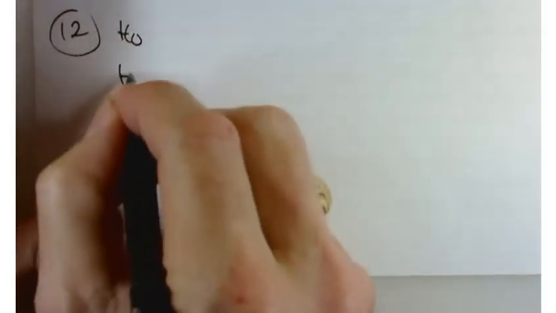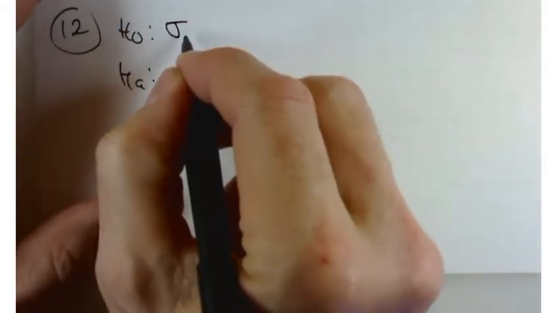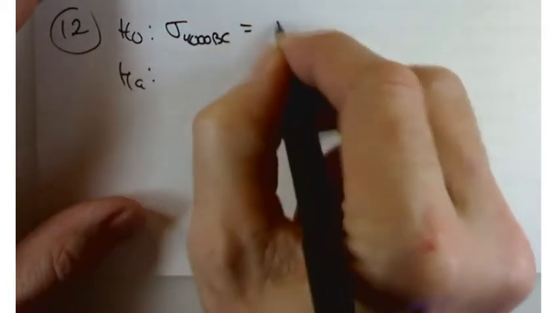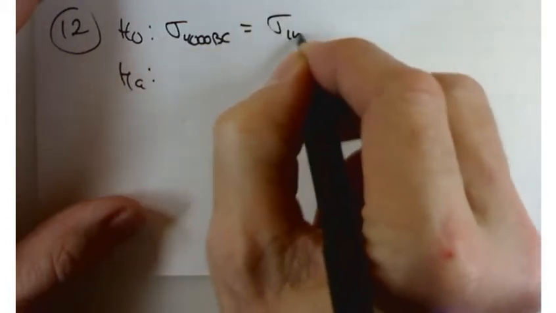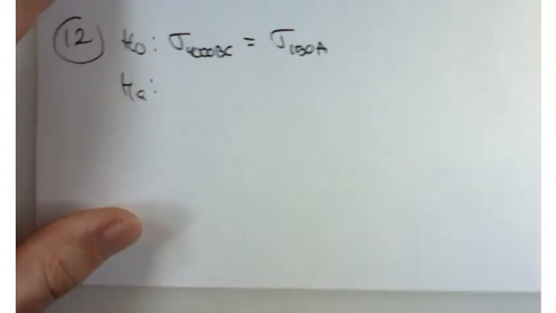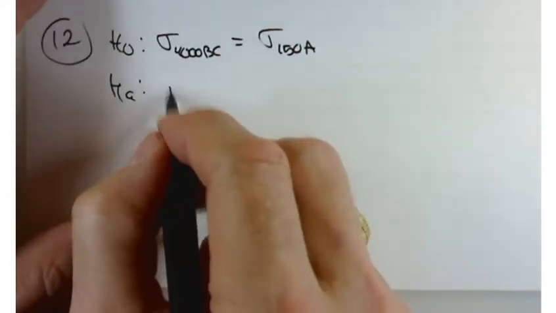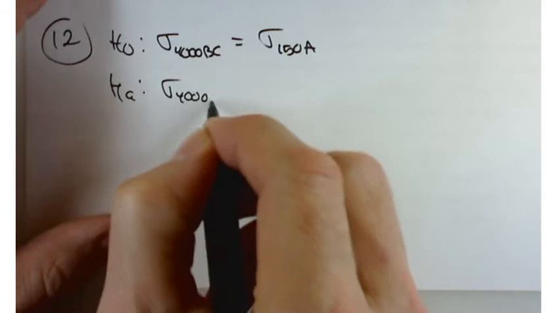So for problem number 12, H0, HA, we're testing the claim that the variation is the same for 4000 BC and 150 AD. So sigma sub 4000 BC equals sigma sub 150 AD. On the flip side of that, these would be different.